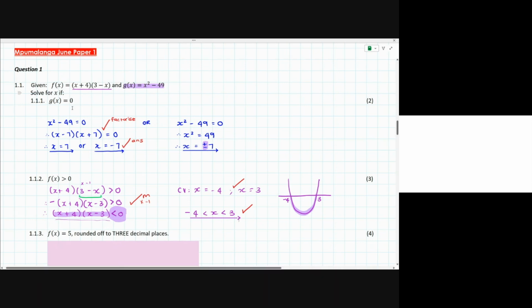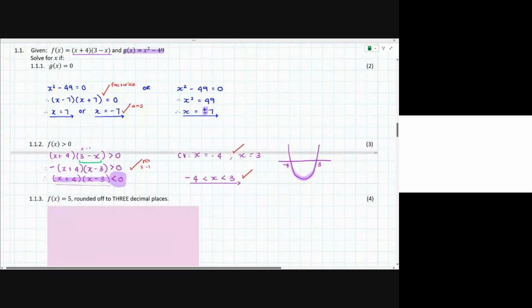Right, 113 says f of x equals 5, rounded to 3 decimal places. Again, we know what f of x is. We're going to make it equal to 5, and then we're going to have to solve. So this is a 4 marker. I'm going to give you 4 minutes. Let's give this one a try. I'll give you a hint. You do need to distribute, and remember standard form.